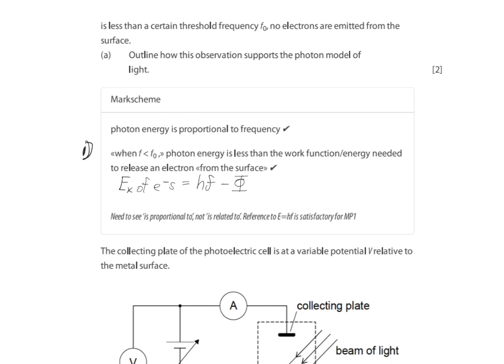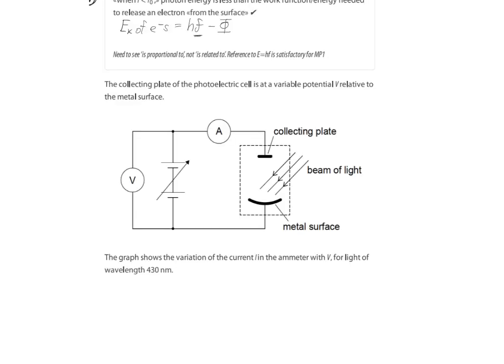So it's like, okay, but what does that have to do with the photon model of light? Note that it's hf, the frequency. The photon energy is proportional to its frequency, which is the photon model of light, that hf. The energy is quantized in photons in quantities of Planck's constant h. So there you go.